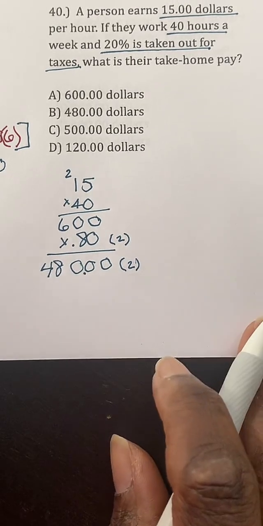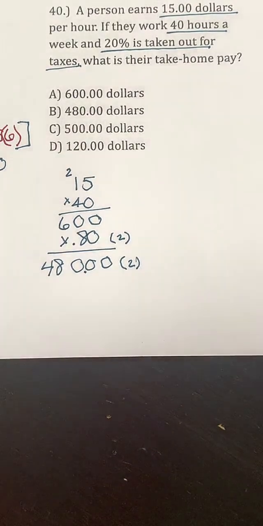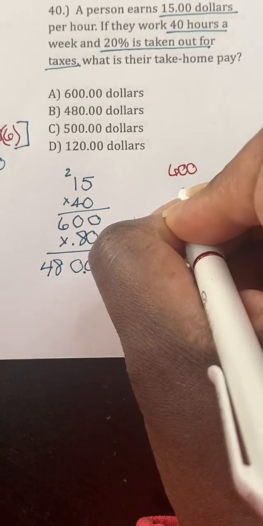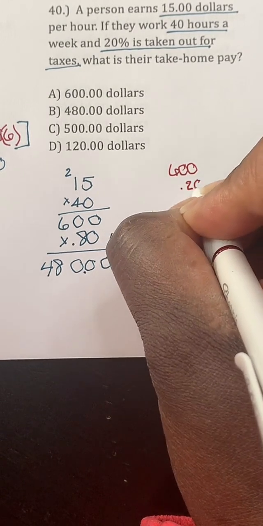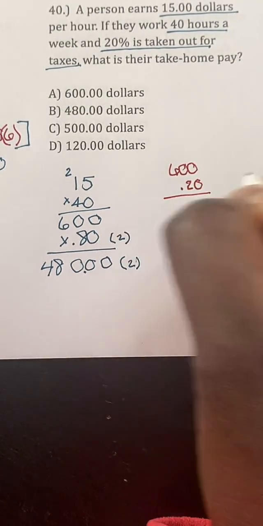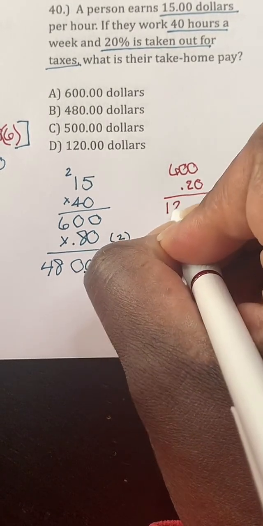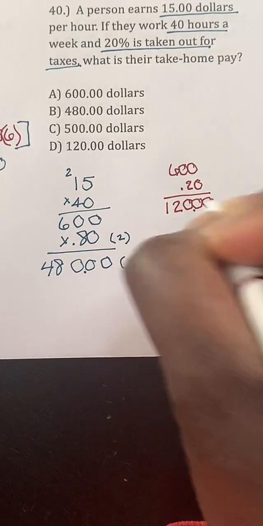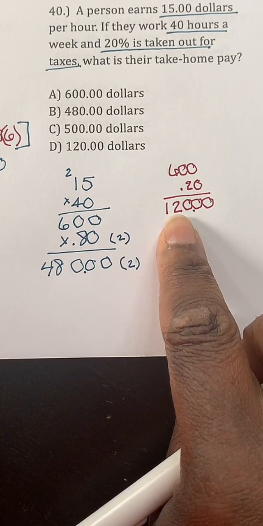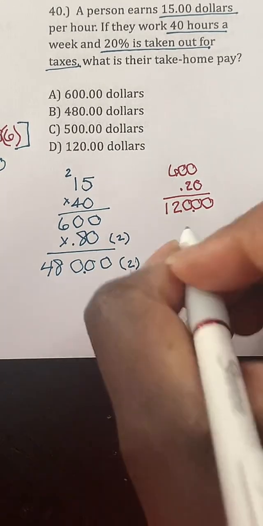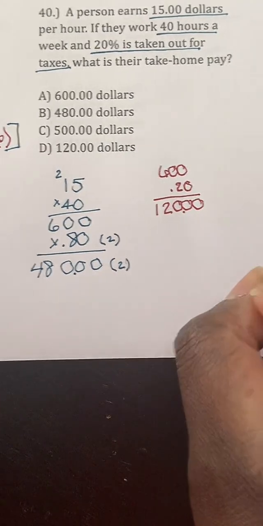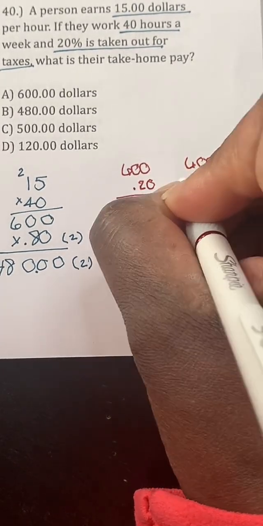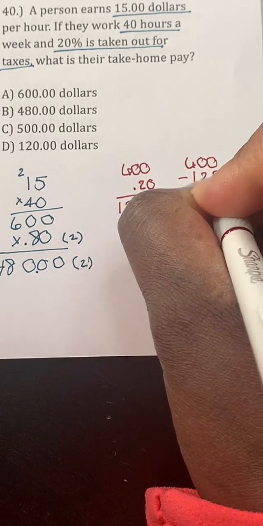I know a lot of us are used to, okay, I have my 600, and that means I'm going to multiply that by my 20%, which is 0.2. So then I got my 1, 2, then I put my 3 zeros, 2 decimal points. So that means $120 is going to come out of the 600. So now you're doing, let me slide this over a little bit. Now you're going to have your 600, and then you're going to subtract the 120.